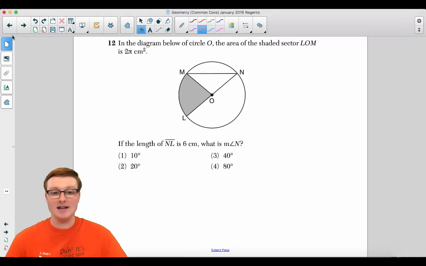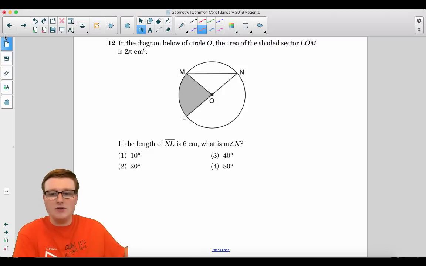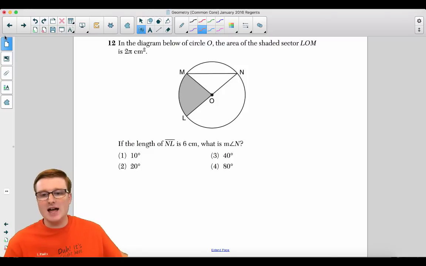All right, and last but not least, number 12. In the diagram below of circle O, the area of the shaded sector LOM is 2 pi centimeters squared. If the length of NL is 6 centimeters, then what is the measure of angle N?